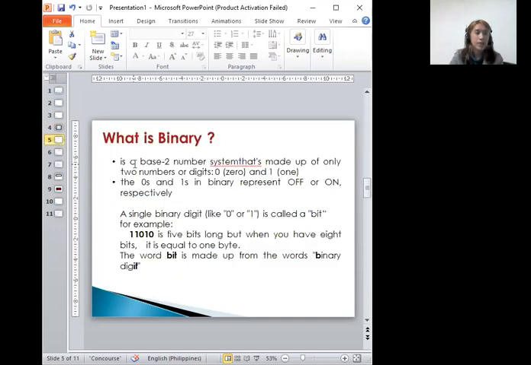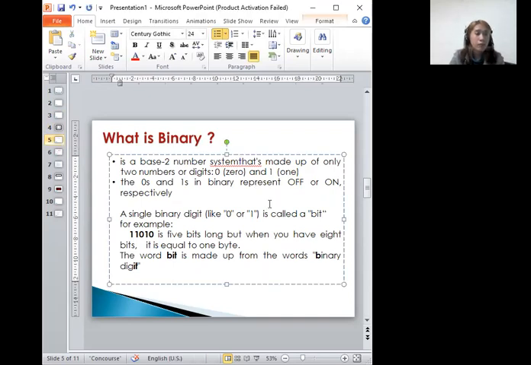So the binary is a base 2 number system that's made up of only 2 digits, which is the zeros and 1. So basically, the 0 and 1 represent the off and on. Pag 0, it means off. Pero pag 1, it means on. So a single binary digit like 0 or 1 is called a bit.